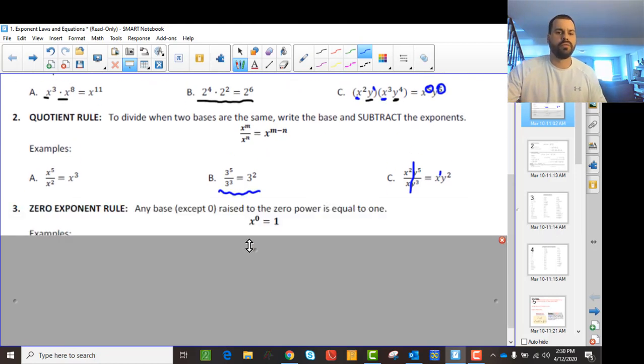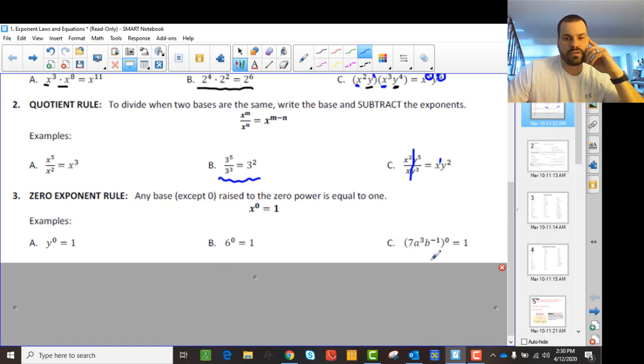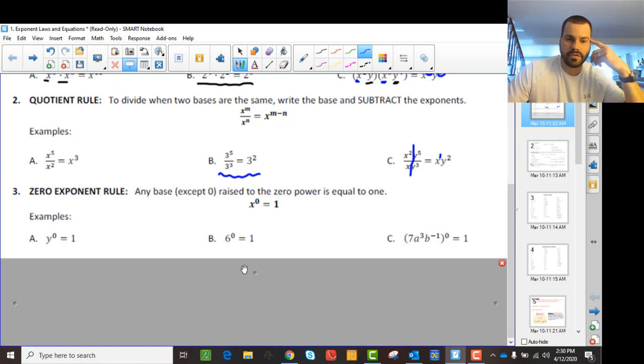The zero exponent rule, I'm not sure if you would have talked about this in grade 9 or not. I think you did. But x to the 0 is 1. Any base, it doesn't matter what it is, to the 0 is 1, unless it's 0. 0 to the 0 is not 1. But you won't talk about 0 to the 0 until you get to grade 12. So y to the 0, 6 to the 0, this whole thing to the 0, it doesn't matter what's there, as long as it's not 0 in here, which it isn't, then they're all equal to 1. So that's a pretty easy rule to remember. Any base except 0 raised to the 0 is 1.